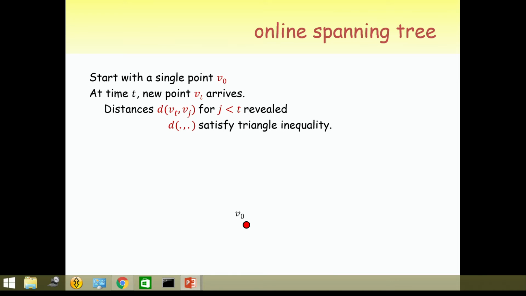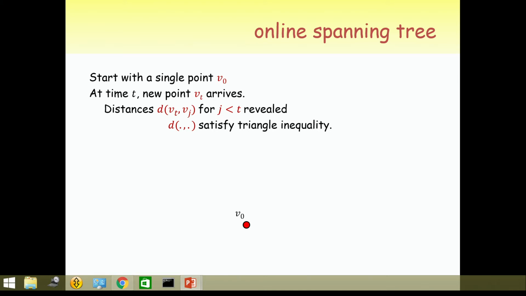And this is another problem that I'll talk about. This is called online spanning tree. So what happens here is that you're given a metric space, and let's say vertices arrive online. And all I have to do is to maintain a spanning tree on all of the vertices. Let's say vertex v0 arrives, and at each time a new vertex vi arrives, and when it arrives it reveals to you the distances to all the other points. And then you have to figure out how to connect it to the remaining points.